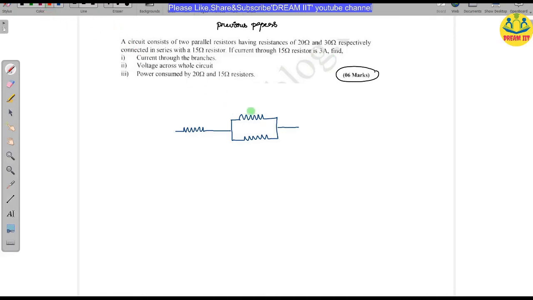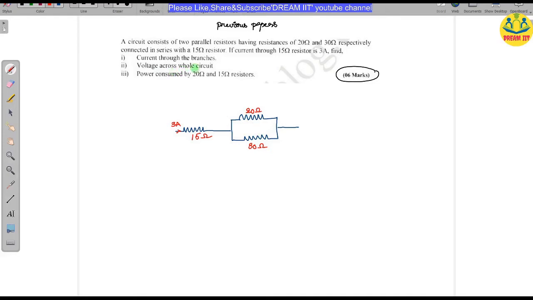So let us write the values. Here 20 ohms and 30 ohms, they both are in parallel. Next it is in series with 15 ohms, and the current flowing through this 15 ohms is given as 3 amperes. I have just written the given data. So what is the question he is asking? First question, find the current through the branches. What is the current flowing through each branch, he is asking.